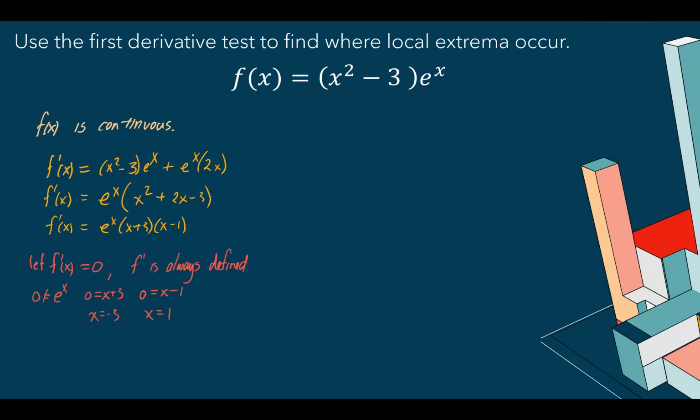So you should know the graph of e to the x is never equal to 0. x plus 3 is equal to 0 when x is negative 3, and x minus 1 is equal to 0 when x equals 1. So our sign chart has two critical values, negative 3 and 1.